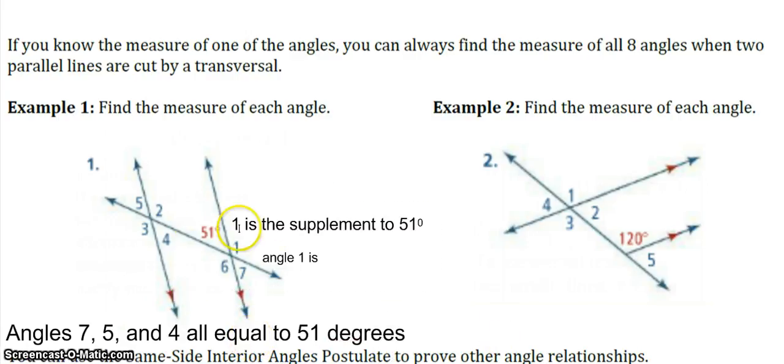So then we can make a supplementary angle pair here with the 51 degrees and angle 1. So we can say that 1 is the supplement to 51 degrees, which means that angle 1 would have to measure 121 degrees. Scratch that, 129 degrees. Sorry, saw the font difference and got a little goofed up there. So check out example 2. Make sure that you can solve it.